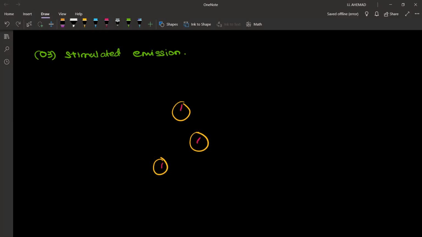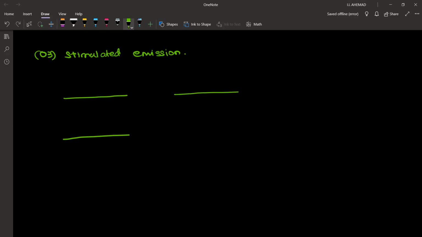Now, let's consider in an atom, we have an excited electron. And in another atom, also we have an excited electron. So this is already excited. And here also we have an excited electron. So both of them are in the same energy level.